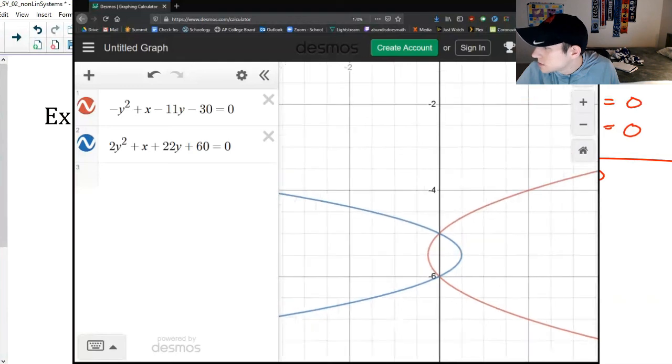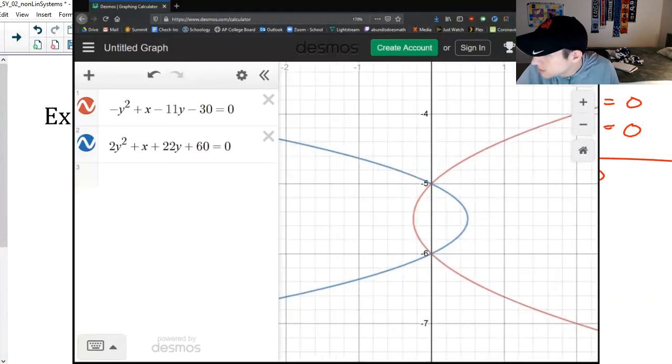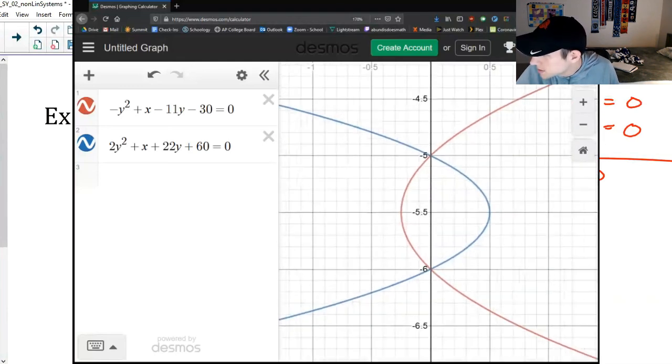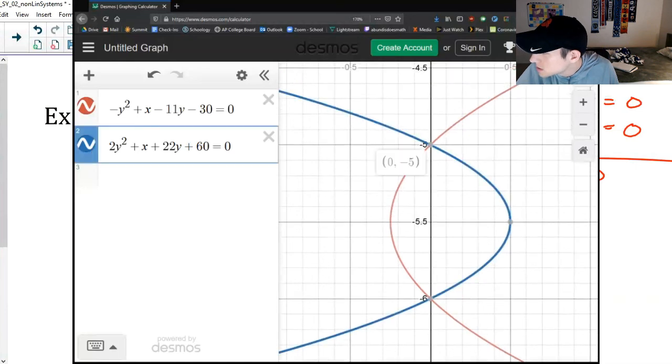All right, so here's where those two parabolas are intersecting. I wonder where they intersect. Gee whiz. 0, -5, and 0, -6, which is exactly the two values that we solved for.